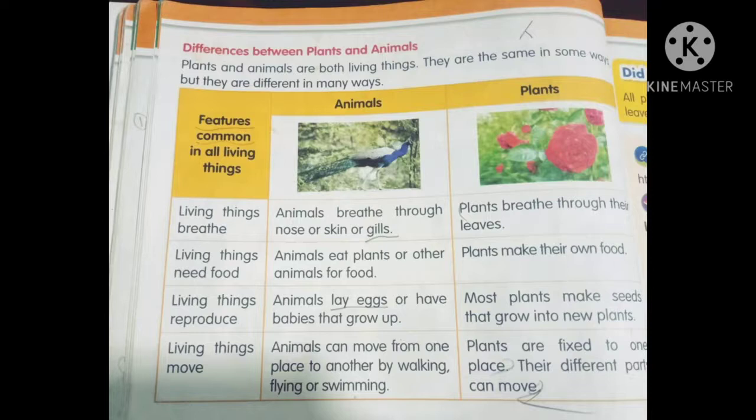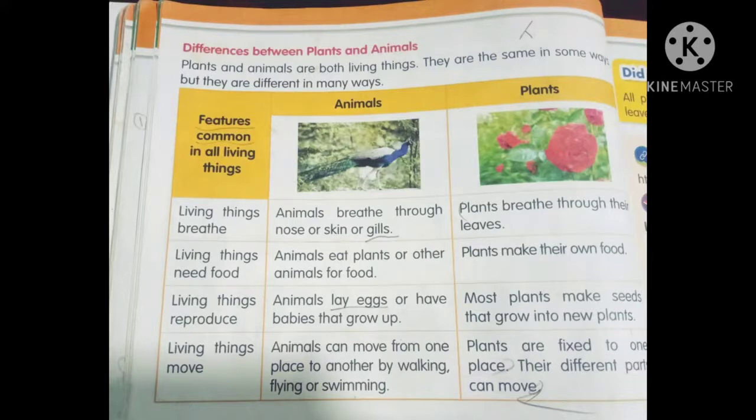Animals eat plants or other animals for food. Plants make their own food. How can living things reproduce? For example, peacock. Animals lay eggs or have babies that grow up. Okay. Plants. Most plants make seeds that grow into new plants. How do living things move? For example, animals. Animals can move from one place to another by walking, flying or swimming. How can plants move? Plants are fixed to one place only. Their different parts can move.